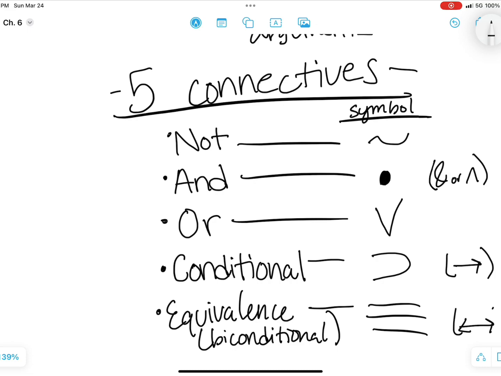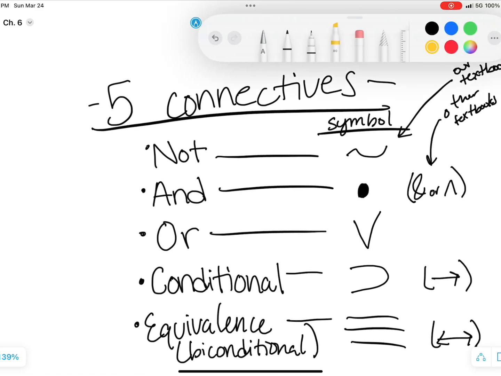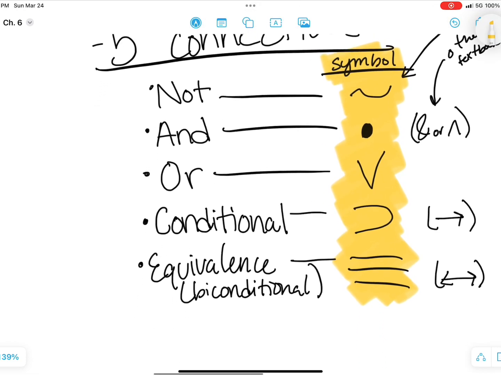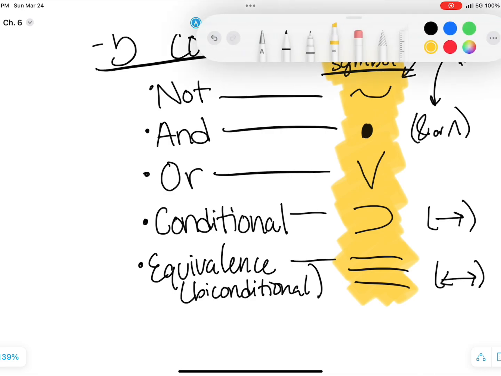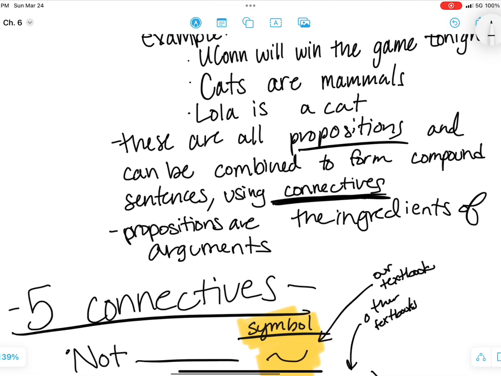Some other textbooks use different symbols. I've showed them here, an ampersand or an upside down wedge for and, an arrow for a conditional, and a double-sided arrow for a biconditional. So you may see these if you take logic in a future setting, but our textbook uses these symbols that I've highlighted here. So let's look at some examples.